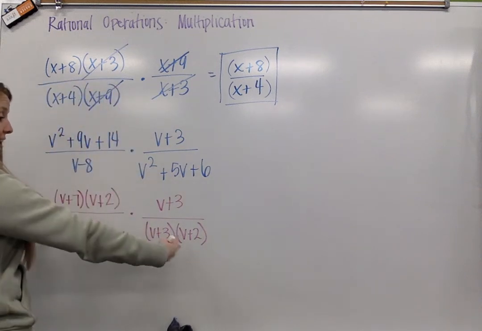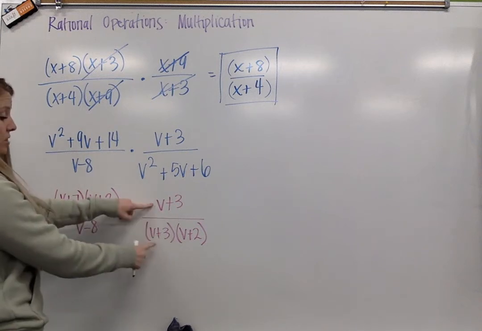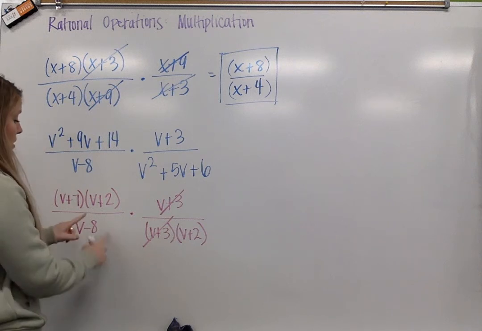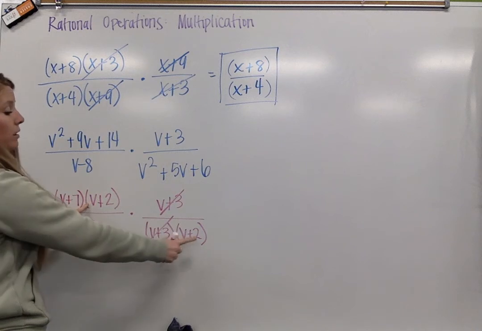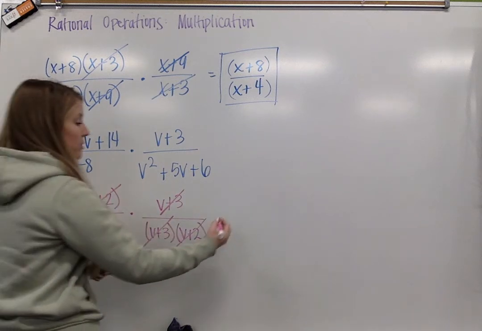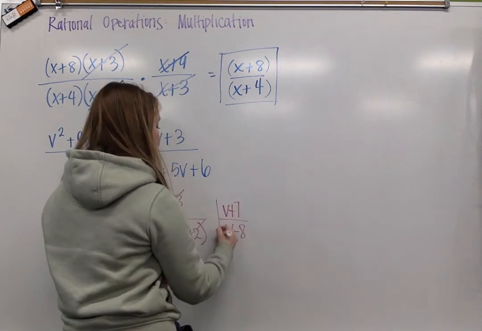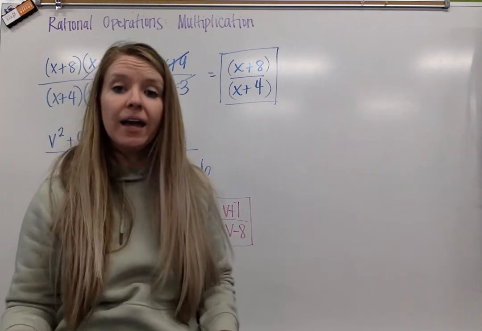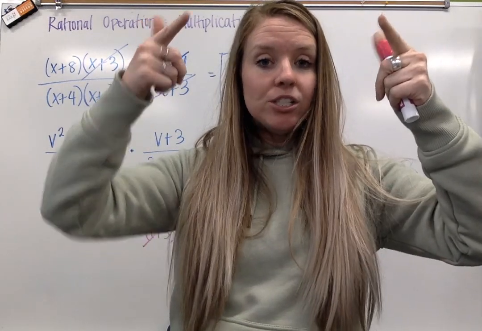Okay, so now that I have it factored, now I can reduce. So I have my b plus 3 divided by my b plus 3. That reduces to 1. B plus 2 divided by b plus 2, 1 in the numerator, 1 in the denominator. That reduces to 1. And I'm left with b plus 7 divided by b minus 8. And that is how we simplify our rationals with multiplying. Let me know if you have questions. Good luck!